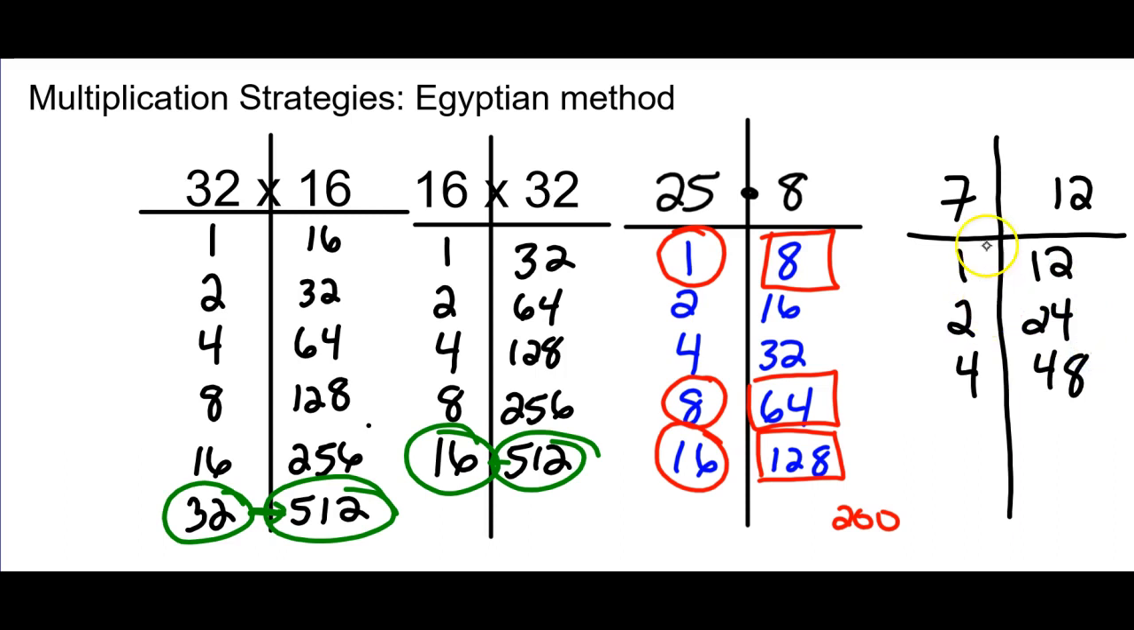And so notice in this case, all three numbers add up to 7. I need all three there, so 1, 2, and 4. So I'm going to add up all three numbers on the right here, and I get 84, which is 7 times 12. Okay, so that's the Egyptian method for multiplication. We'll see here in a minute there's also one for division that works in a similar manner.